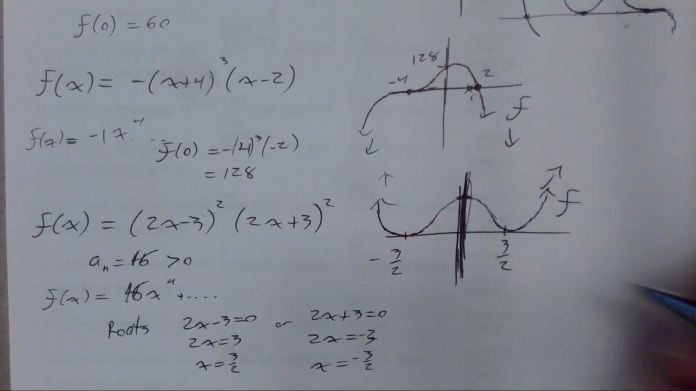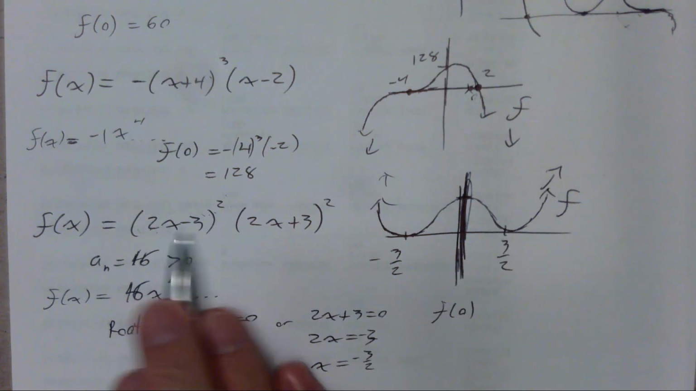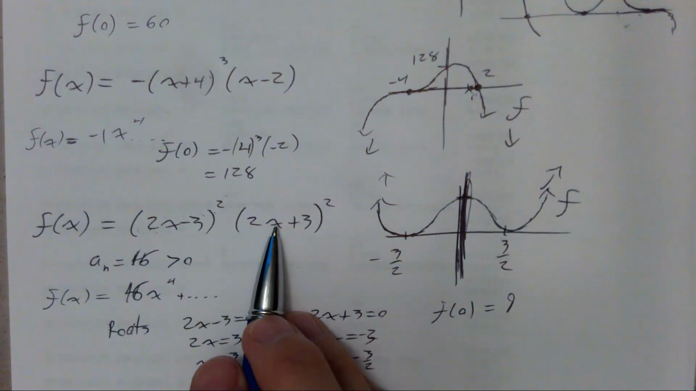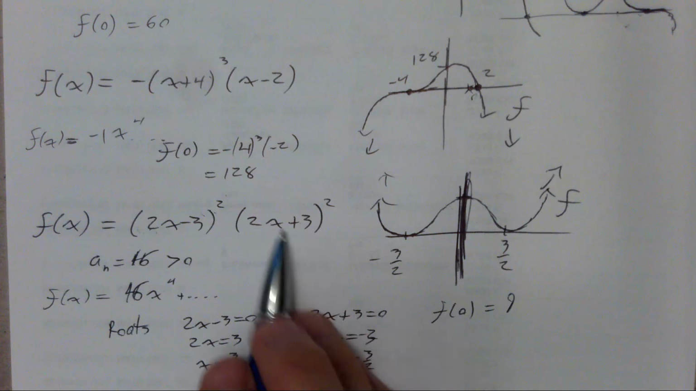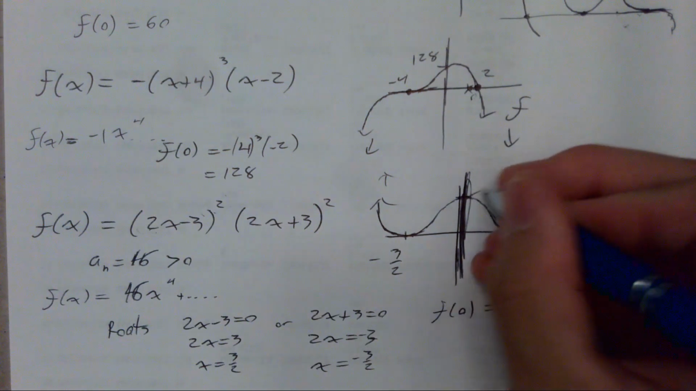Label that y-intercept. F of 0 is going to be 2 times 0 is 0, minus 3 is negative 3, squared is going to be 9, times 2 times 0 is 0, plus 3 is going to be 3, squared is going to be 9. So 81. I'll label that 81.